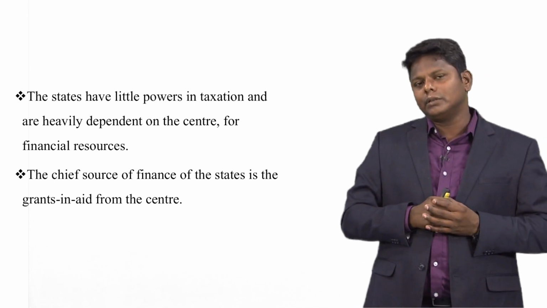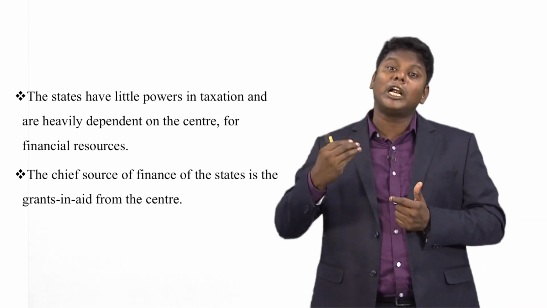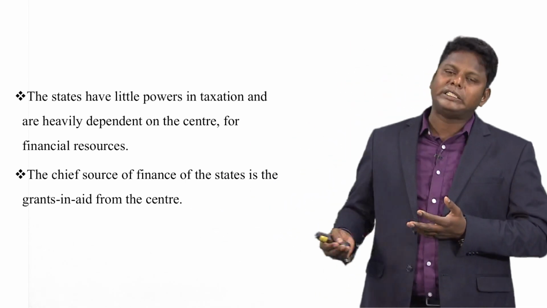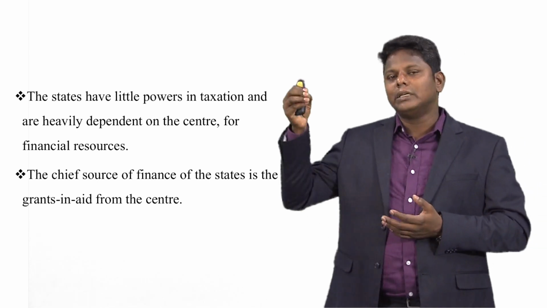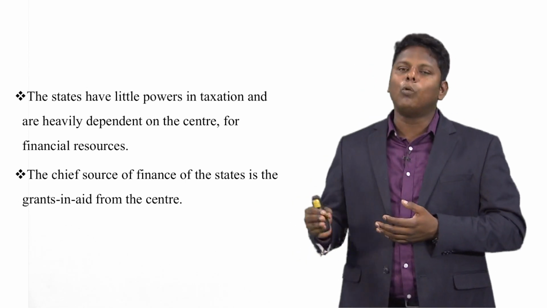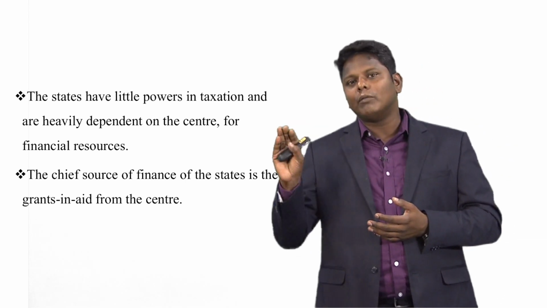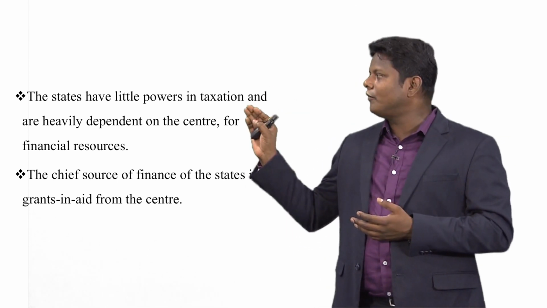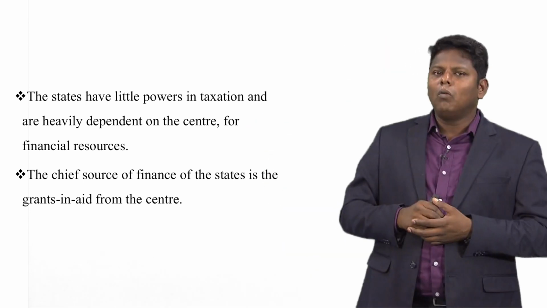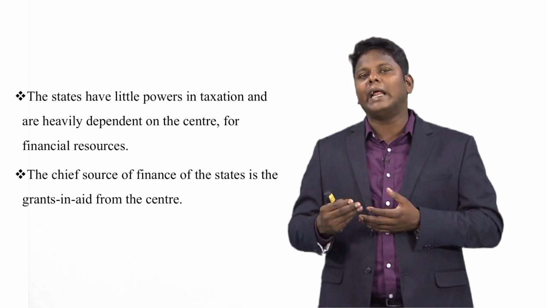According to our Indian Constitution, the center plays a major role in terms of taxation, which does not mean that autonomy is not given to the state government. Even the state government has its own power to levy and collect taxes. They have their own financial resources and financial freedom. They also have certain financial powers. The chief source of finance for the state is the grants in aid from the center. The major source of revenue for the state government from the center is grants in aid.